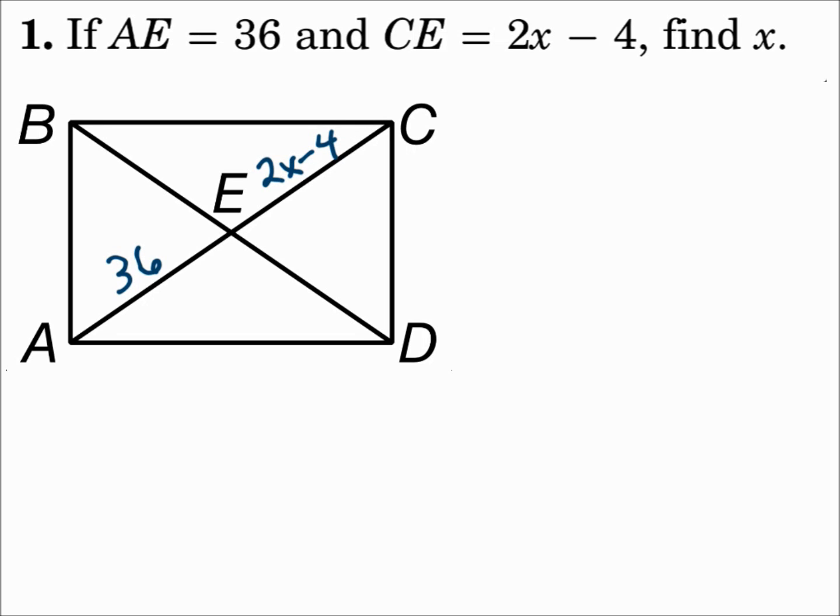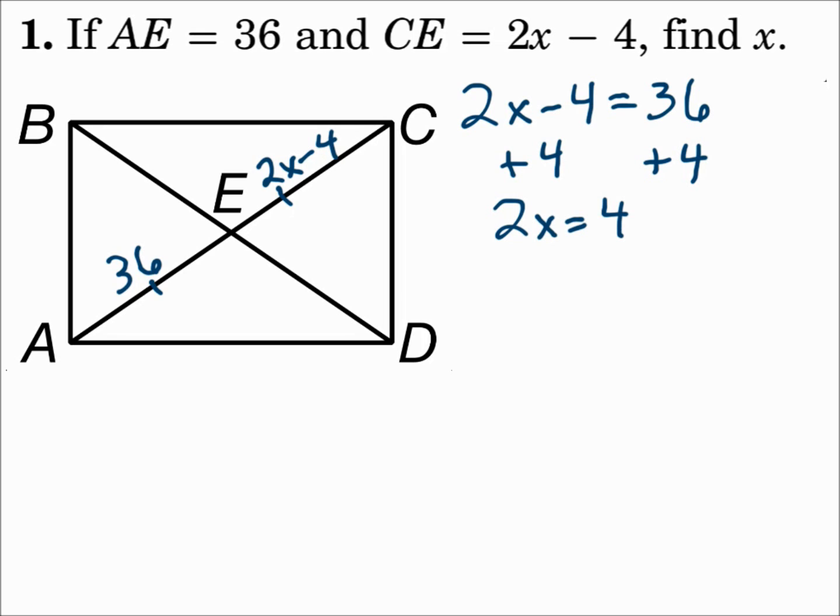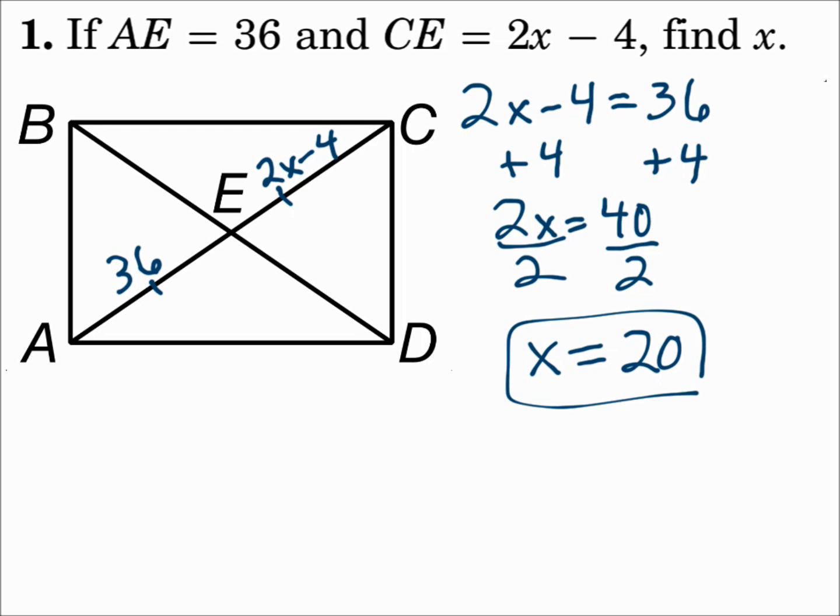Well, those segment lengths are the diagonal halves of the rectangle. And since the diagonals bisect each other, then we know that those two segments are congruent. We can make their measures equal. Add 4 to each side. And divide by 2. X is 20. In a rectangle, the diagonals bisect each other, so those diagonal halves are congruent.